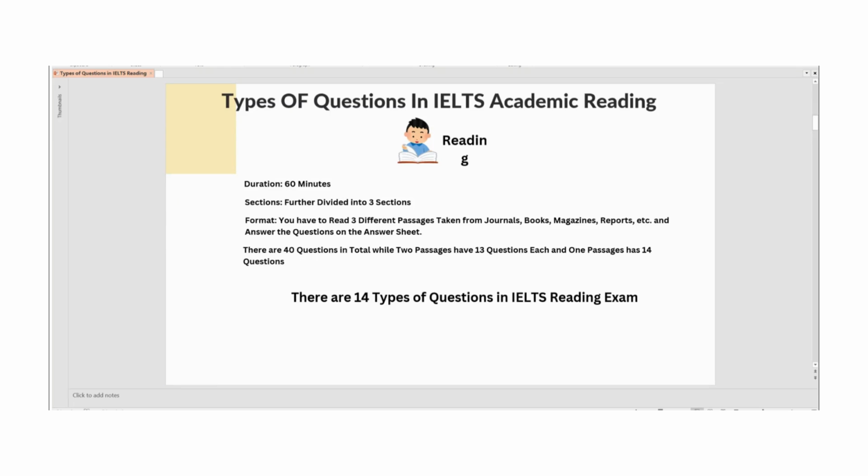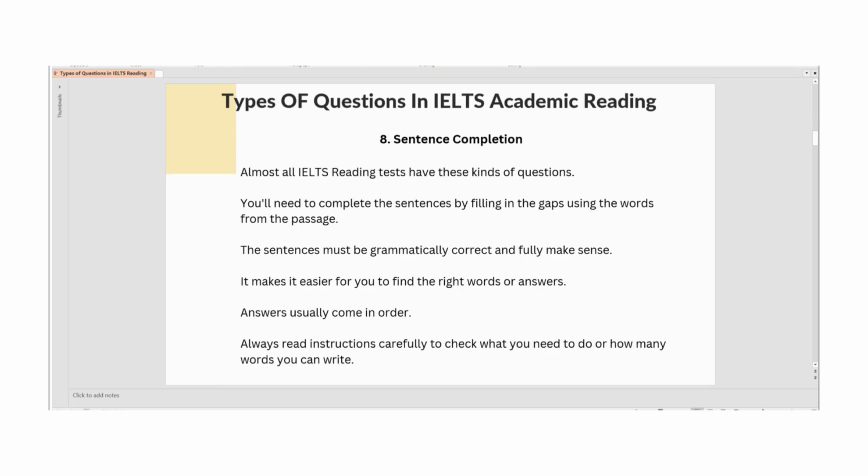So the eighth type of question in the IELTS reading exam is sentence completion. As the name suggests, you have to complete a sentence. Almost all IELTS reading tests have these kinds of questions. You will need to complete the sentences by filling in the gaps using words from the passage. Very simple. You will be given a sentence or a list of sentences with gaps in them, and you will have to find the answers from the reading passage to fill those gaps and complete the sentences.